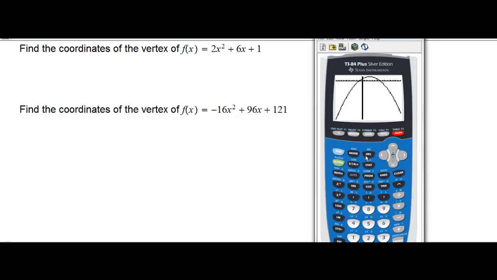Anyways, we go to this again, and this time all we got to do is ask for the max. It says left bound, take anything on the left of the peak. Let's go to the right bound. Anything to the right is good. And where the max occurs, x is 3 and y is? 265. So that works, right? Yeah.